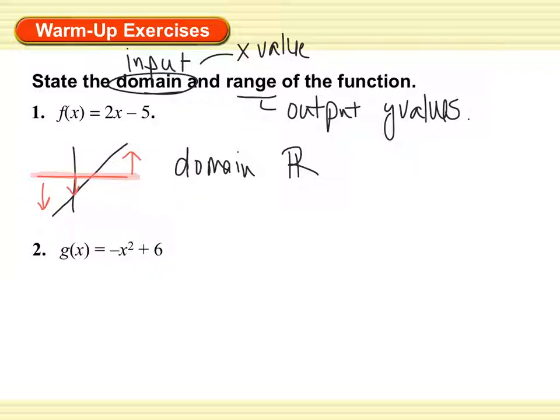And then I can look at the range, the y values. Here's my y-axis. I can look at lots of positives, lots of negatives, and I'm even allowed a 0. So my range would be all real numbers.